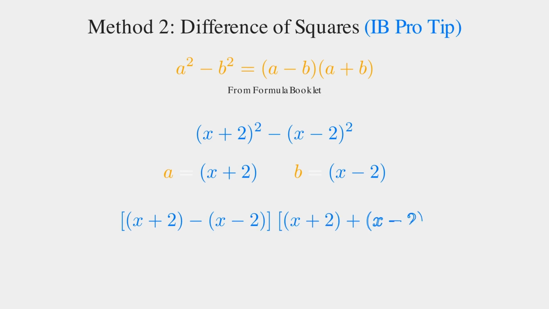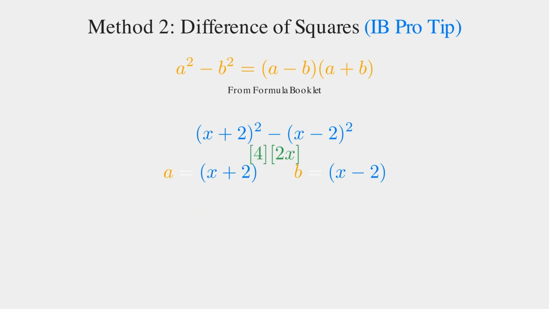Substituting into the formula gives us (x plus 2 minus (x minus 2)) times (x plus 2 plus (x minus 2)). We simplify the first bracket to get x minus x is 0 and 2 minus negative 2 is 4. In the second bracket, x plus x is 2x and 2 minus 2 is 0. So we are left with 4 times 2x, which is 8x.